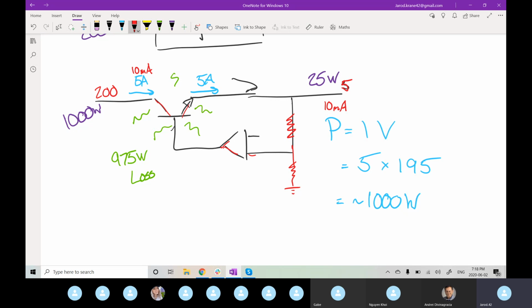That is everything I had on linear voltage regulators. So, final questions before we move over into the meeting?